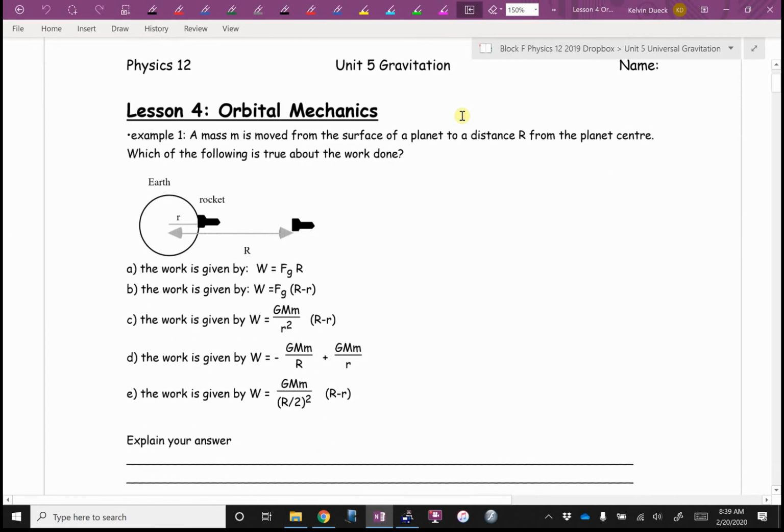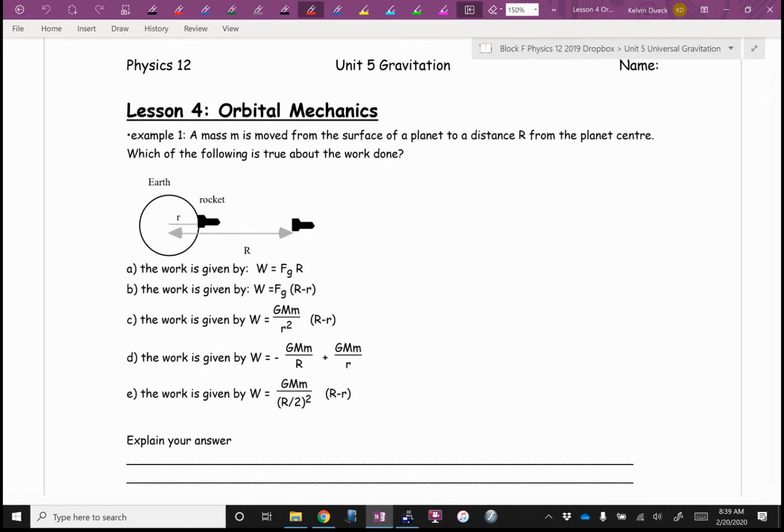Here's our thought puzzle. It says this: a mass little m, let's make it a rocket, is moved from the surface of a planet to a distance big R from the planet's center. Which of the following is true about the work done? So here's a picture. We're moving from a distance little r, which would be the radius of the surface of the planet, out to a distance big R from the center of the planet. Which of those work equations is correct?